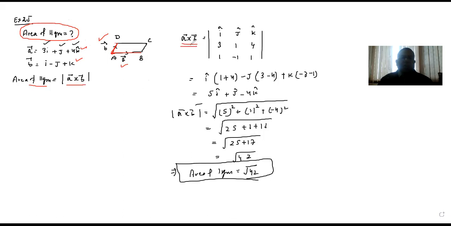The method to find A cross B we have already discussed: i, j, k, then the components of the first vector A, 3, 1, 4. I can say components or I can say direction ratios of A. What do you mean by direction ratio? The components attached with i, j and k are called direction ratios. So the components of B are 1, minus 1, 1. Then I have solved and calculated the value of A cross B. Now for the magnitude of A cross B, I have calculated the i component squared, j component squared, k component squared, and this is the net value. Please let me know as soon as you note it down.